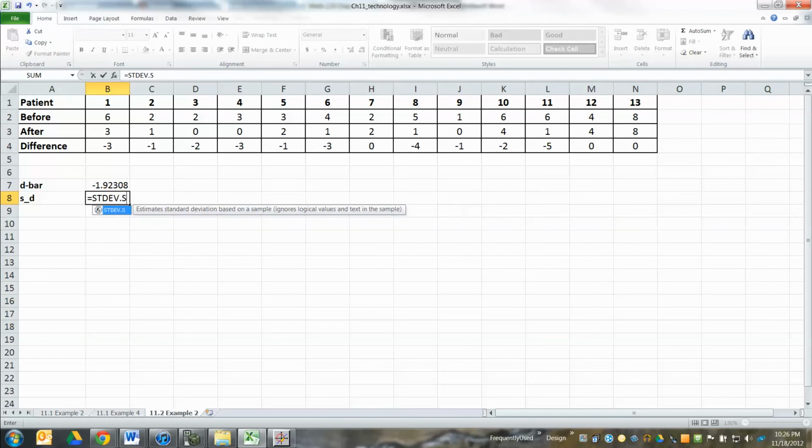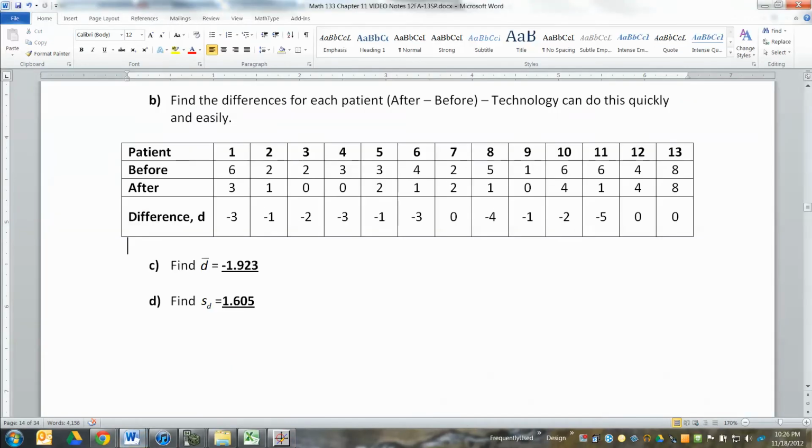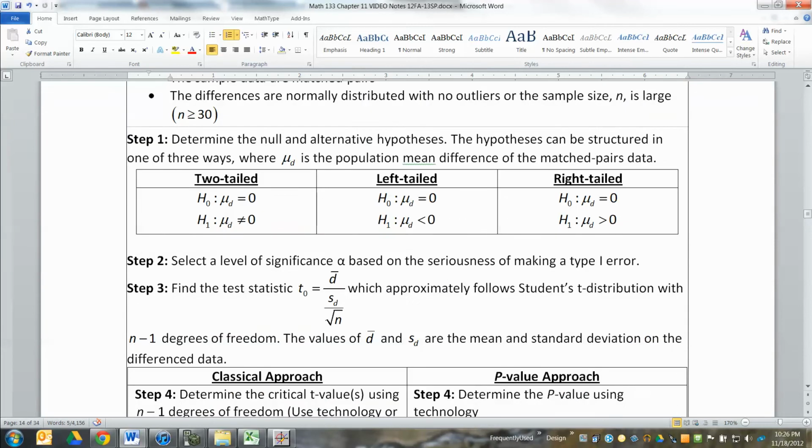For me, because I have the new Excel, it's STDEV.S, but in the old Excel, it's just STDEV. I personally like the .S because it reminds me this was a sample. There we go, 1.605. So that's the mean, that's the standard deviation. So I'm going to put those right back in here. All right, now we need to test the hypotheses.